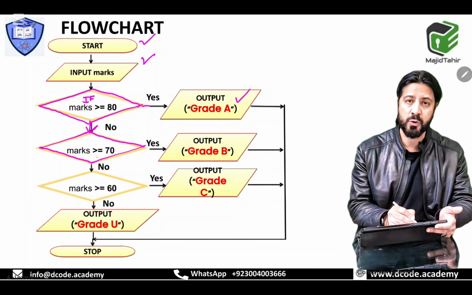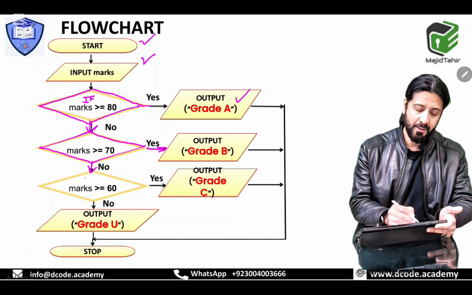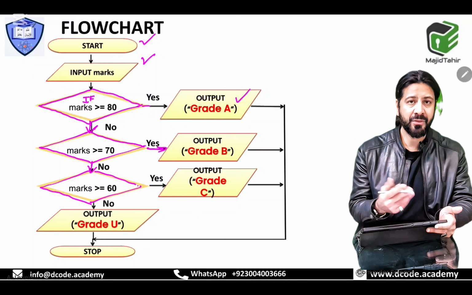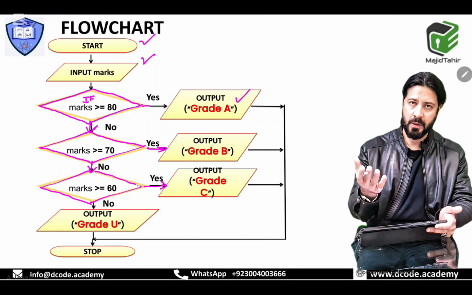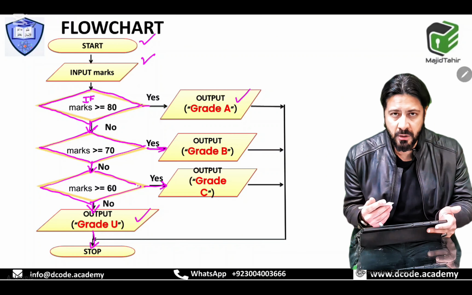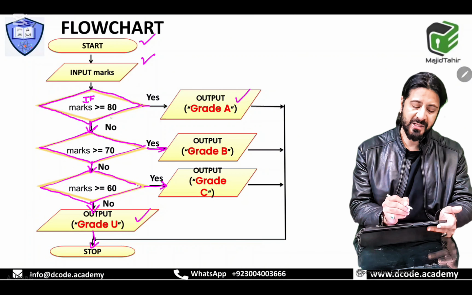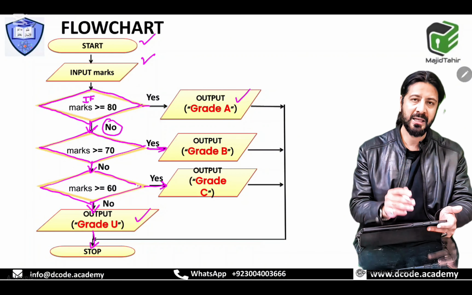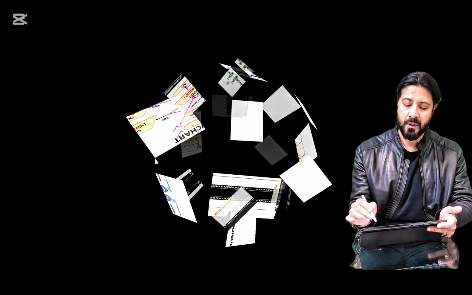If marks are greater than or equal to 70, yes goes to this parallelogram. No, then there is another symbol of condition, meaning the third condition. If marks are greater than 60, yes goes to output C. No, then output U, and the program ends. So this is how the multiple condition in the flowchart works. So you always give the second condition in the no case. If the condition is not true, then you apply another condition over here.